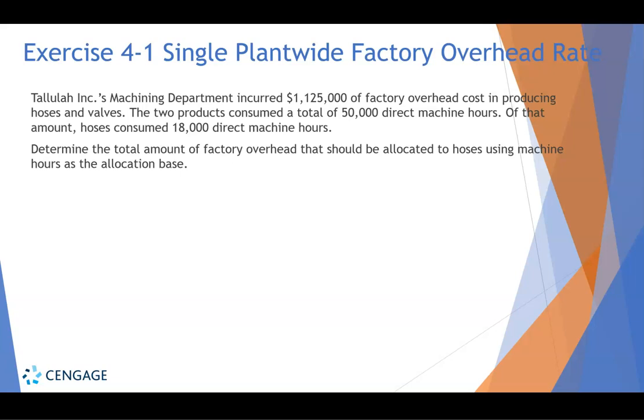Tallulah's machining department incurred $1,125,000 of factory overhead costs in producing hoses and valves. The two products consumed a total of 50,000 direct machine hours. Of that amount, hoses consumed 18,000 direct machine hours. Determine the total amount of factory overhead that should be allocated to hoses using machine hours as the allocation base. So if we look here, we take the 1,125,000, divide that by 50,000 hours, and we take that figure times 18,000 machine hours for the hoses. So the amount that will be applied to hoses or allocated will be $405,000.